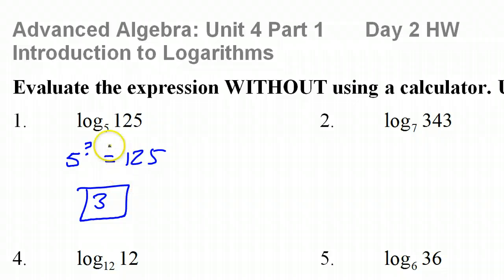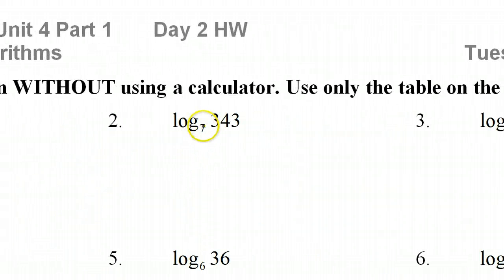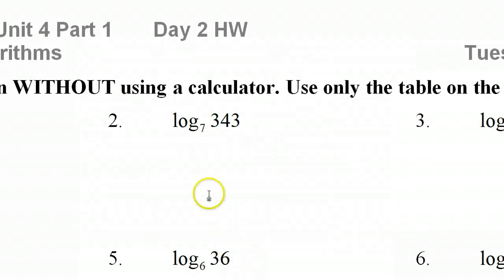Please notice the answer is 3. Do not give me 5 to the third power equals 125. Don't give me the whole equation. Just 3. That's it. Okay, number 2. What's the exponent that changes 7 into 343? Alright, 7 cubed is 343, that's also 3.